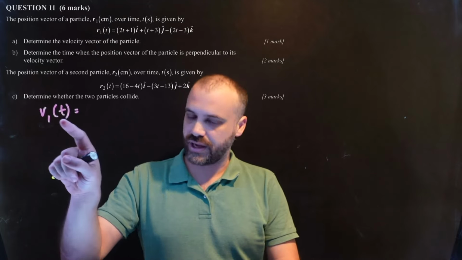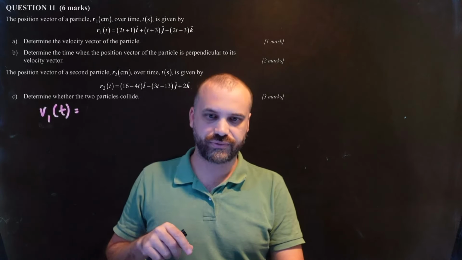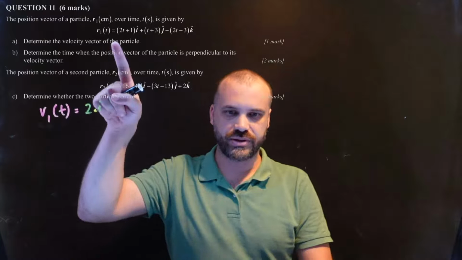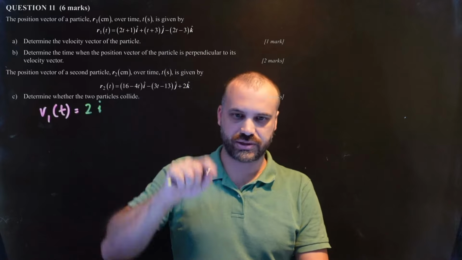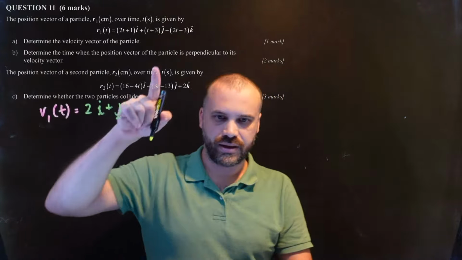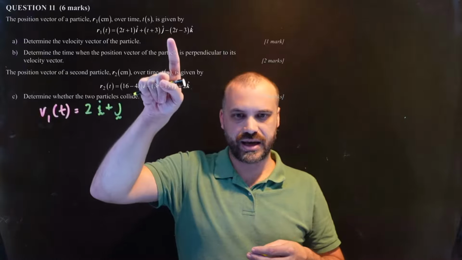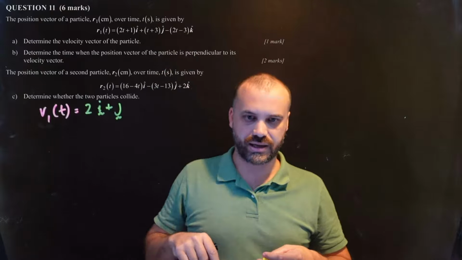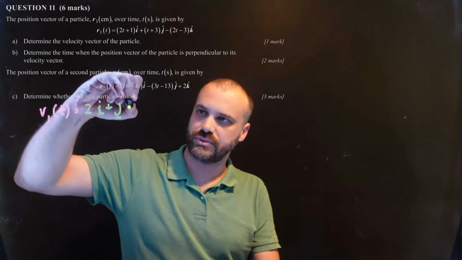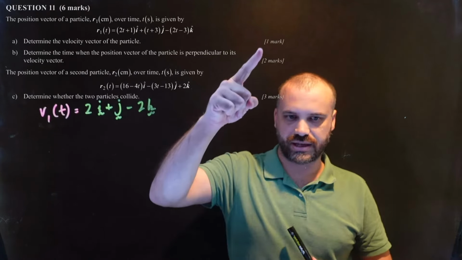The velocity vector for particle 1 is equal to the derivative of this. So the derivative of 2t plus 1 is just 2, and that's our i component. And the derivative of t plus 3 is just 1j, so plus j. And there's this one here you've got to be a little bit careful with. So the derivative of negative 2t plus 3k, right? I've just sort of expanded that bracket. So the derivative of negative 2t is negative 2, so we've got negative 2k. All right, there is our velocity vector. That gives us a single mark.